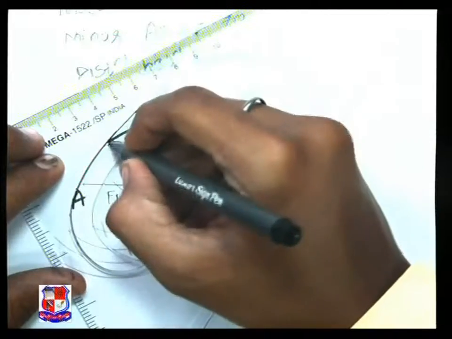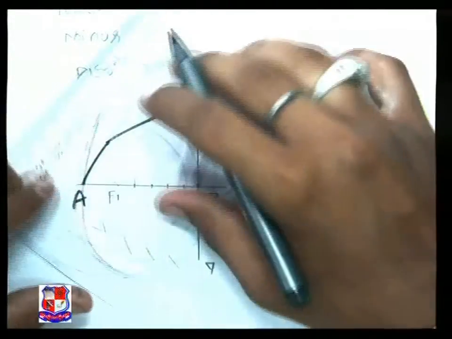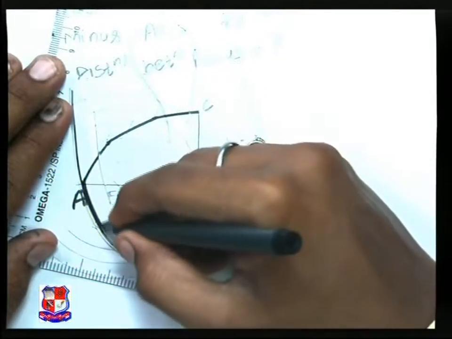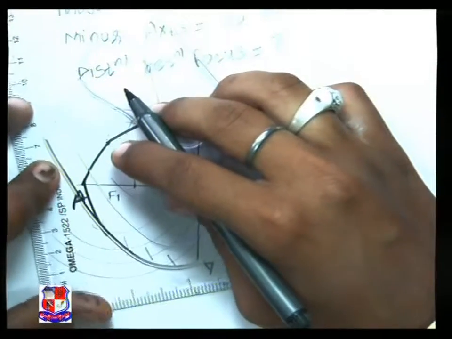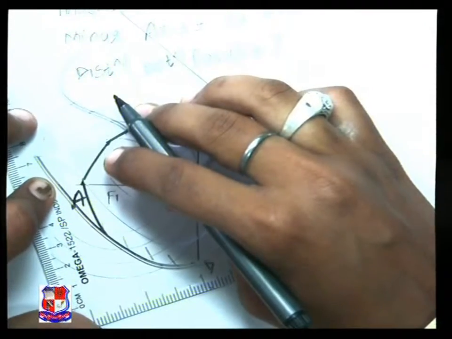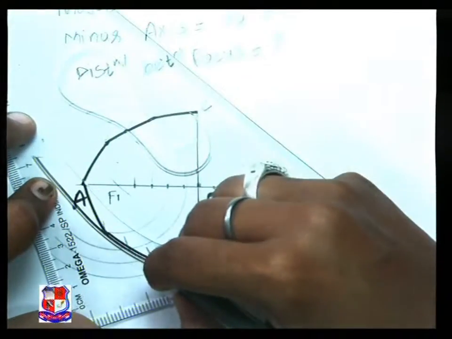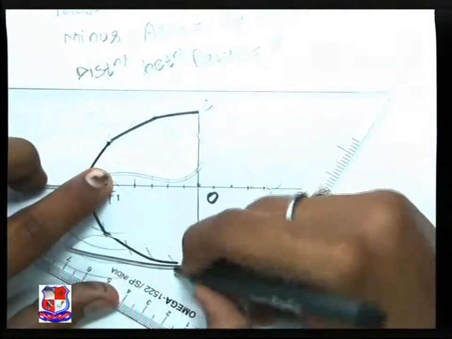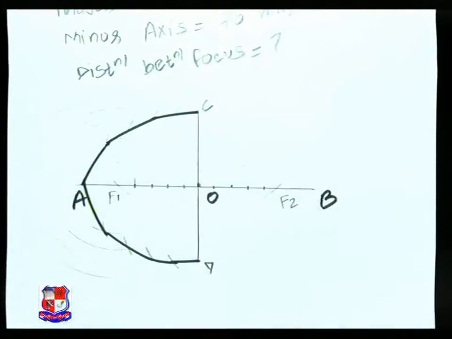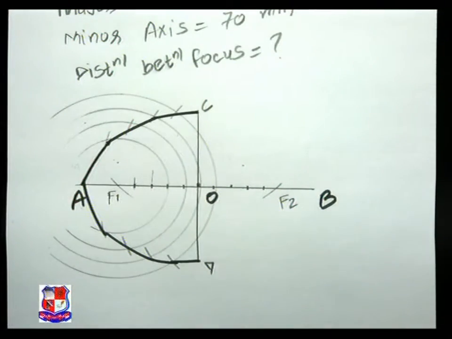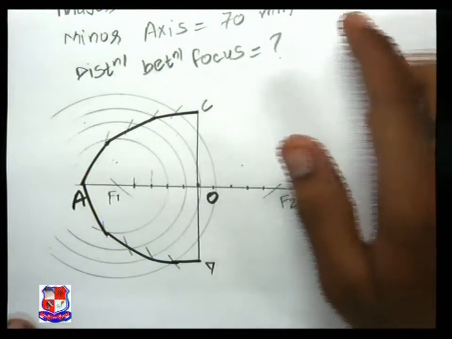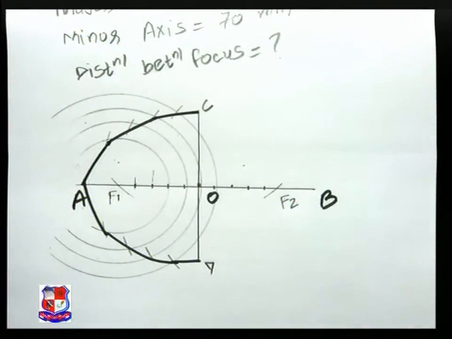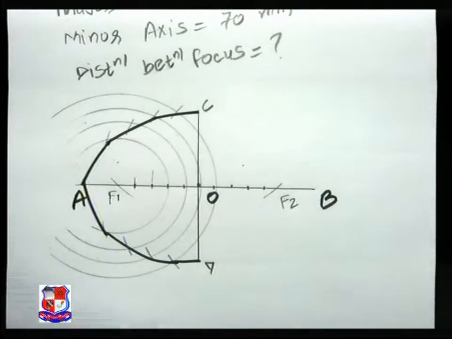Adjust the French curve accordingly to get the smooth curve. We have got half of the ellipse on this side. Now we'll construct the ellipse on this side, the same method that we followed over here.